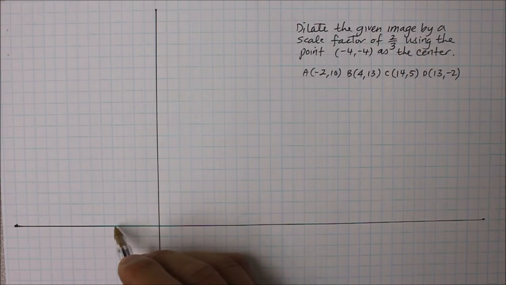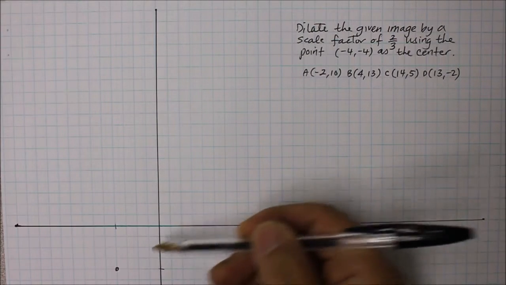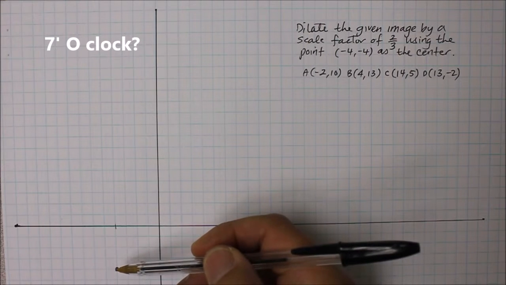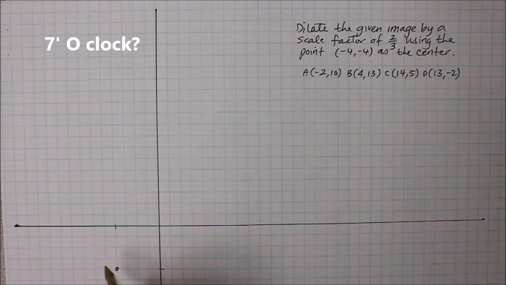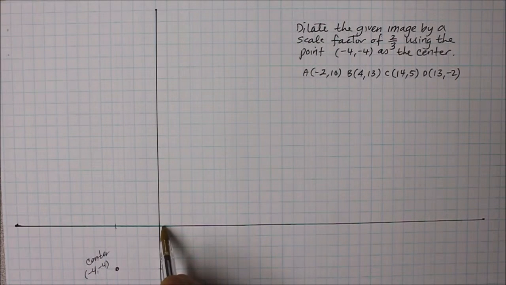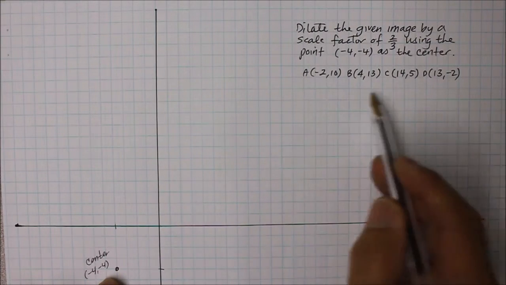Here's 1, 2, 3, 4. 1, 2, 3, 4. And so right there, way down here, where 7 o'clock would be in the third quadrant, the coordinate for that center is -4, -4. That's the center, not the origin. And now from here, we're going to reduce this polygon with 4 vertices.